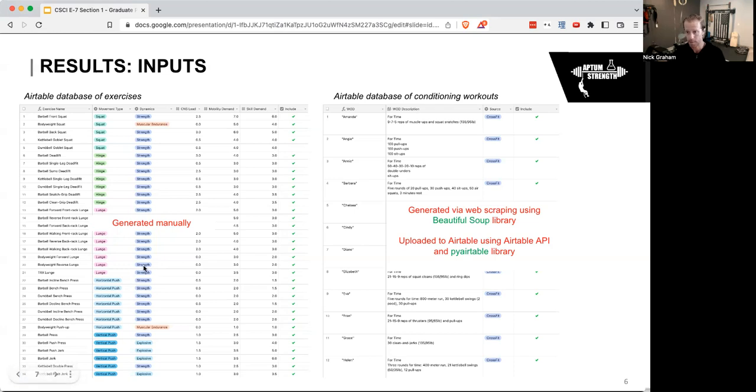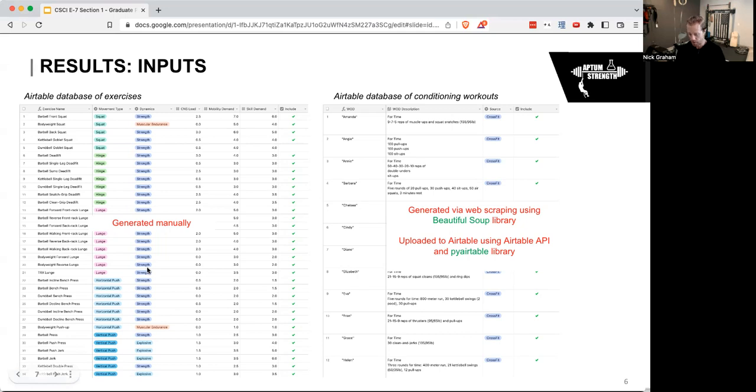Then I also used Airtable as a database for storing conditioning workouts. And I was actually able to use Beautiful Soup to do some web scraping and create libraries like this. So you can see these are workouts known as the CrossFit benchmark workouts. And so I have an Airtable table of these workouts that I was able to create by using Beautiful Soup and scrape them from the website and then upload them into Airtable using the PyAirtable API.